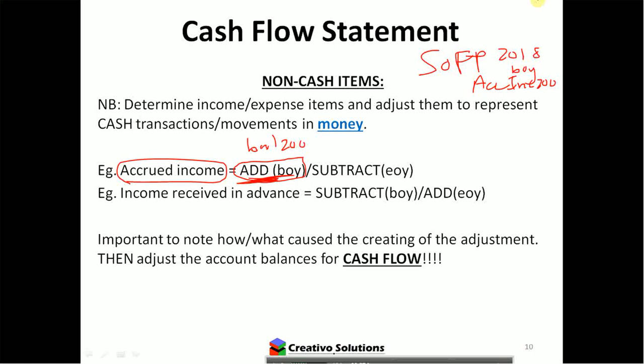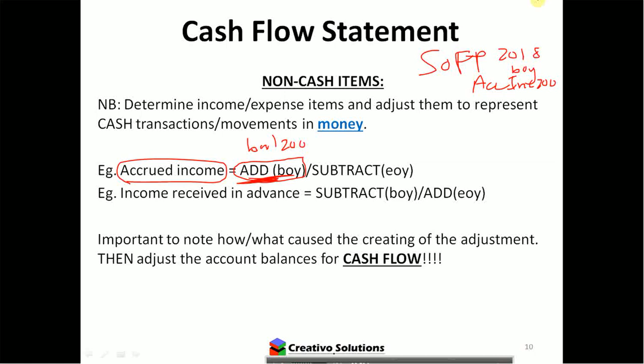Do you agree? Okay, so let's paint a picture. In 2018, you operate for 12 months. You haven't received payment for the last month. So you have received 11 months of income. Would you show one more month? Yes, you would. You would add one month of accrued income. Do you agree? Yeah. And that accrued income would be, let's say, 300.